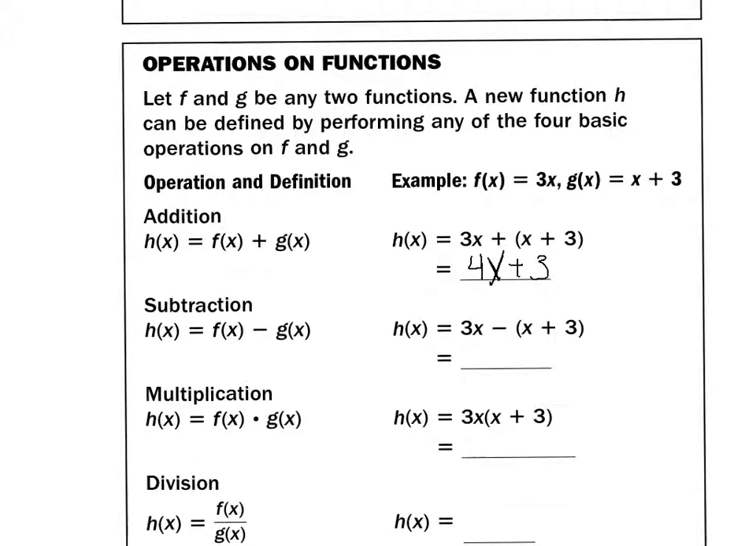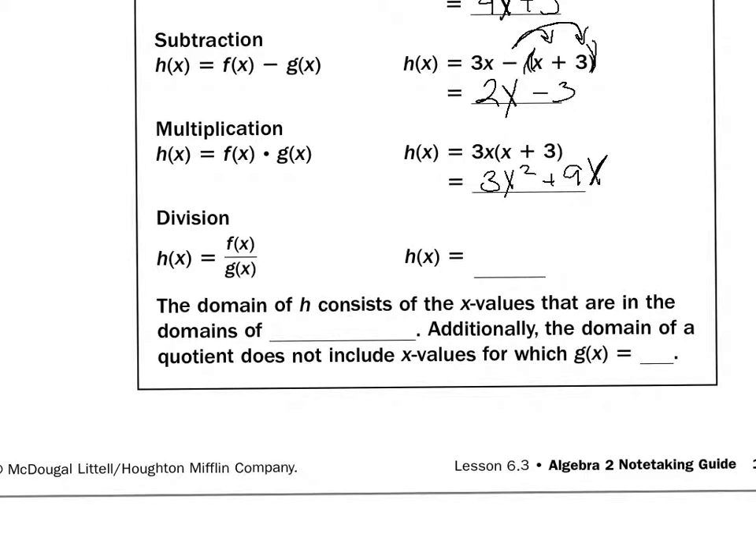Simple. If we want to subtract them, we do the same thing. Notice though that we had to put the x plus 3 in parentheses because it's going to change the sign in here. So 3x minus x is 2x, and then minus 3, because I had to use the distributive property. Multiplication, 3x times x plus 3 is 3x squared plus 9x. And then division is 3x divided by x plus 3.